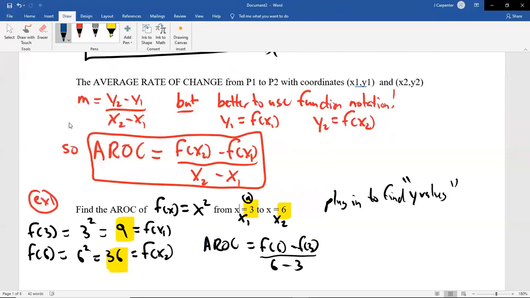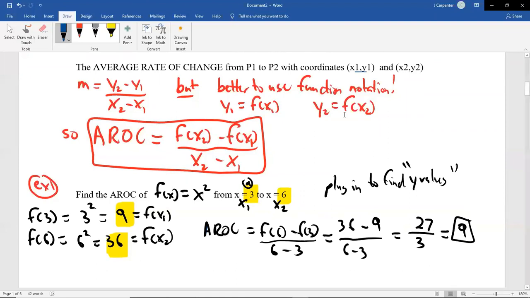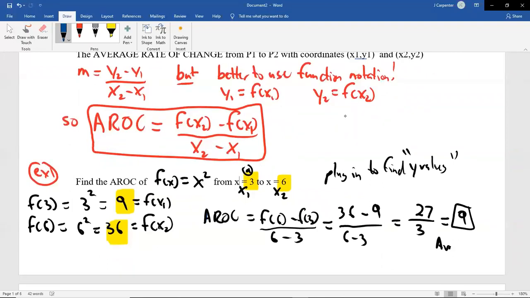But the f of 6 was the 36. The f of 3 was the 9. So we got 36 minus 9 in the top. In the bottom, that's just the 6 minus the 3. 36 minus 9 being 27. 6 minus 3 is 3. And 27 divided by 3 is 9. So that is the average slope from x equals 3 to 6.